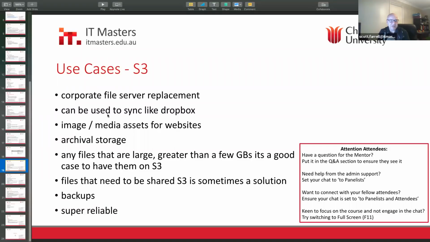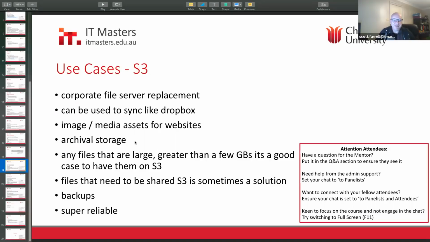Image and media assets for websites. If you've got some videos or lots of graphics or images or really big downloads on your website, you could put them on your web server on your EBS volume. That's what most people first think: I created my web server, I'll put the files on the same spot. But if you're going to scale horizontally, say you've got 10 web servers, each has its own EBS, and if you upload a new image, it's only on one of them. So you need some way to share all those files. One way is to put your images up on S3, and then you use your AWS URLs to access those.